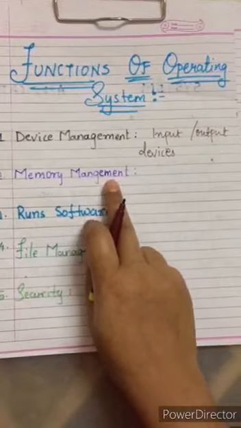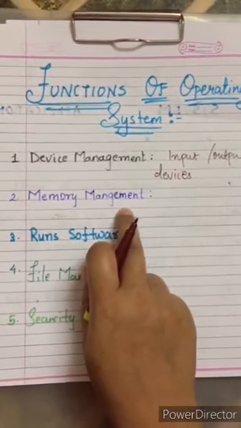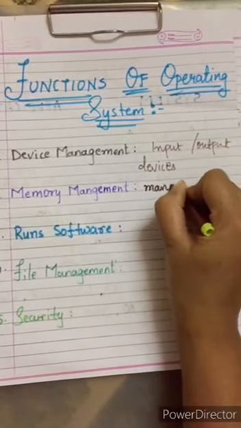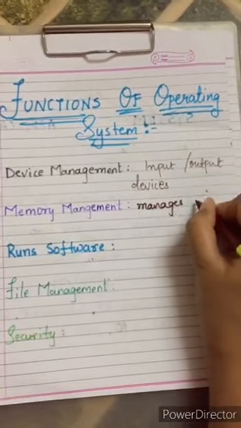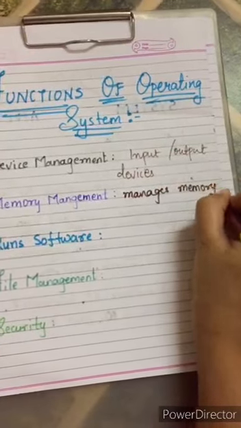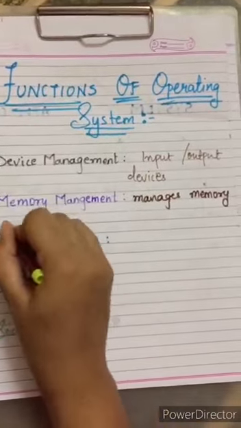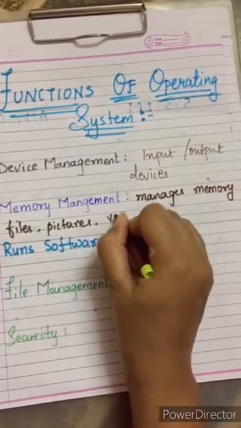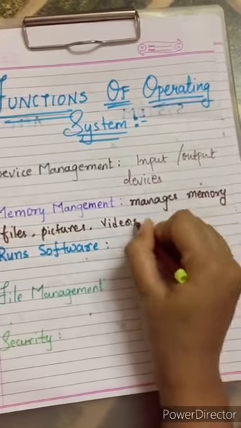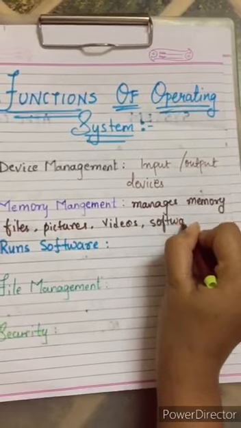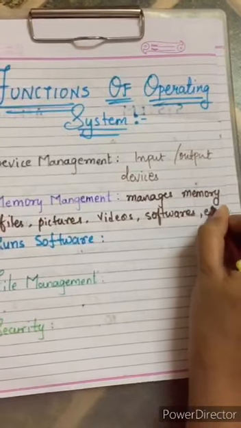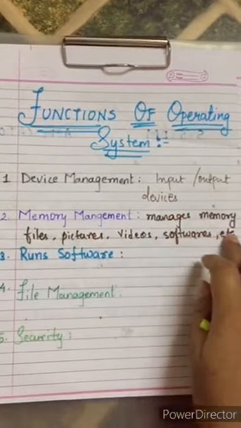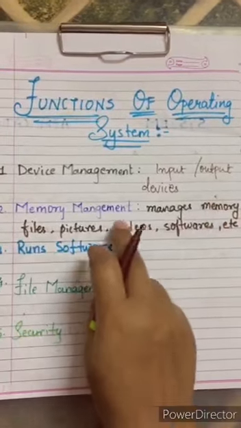The second function of the operating system is memory management. Now what is memory management? Your operating system manages all the memory of your computer. Whatever files, pictures or videos are present in your computer, as well as some software, that are present in your memory, the OS will manage all the memory which is required for them.